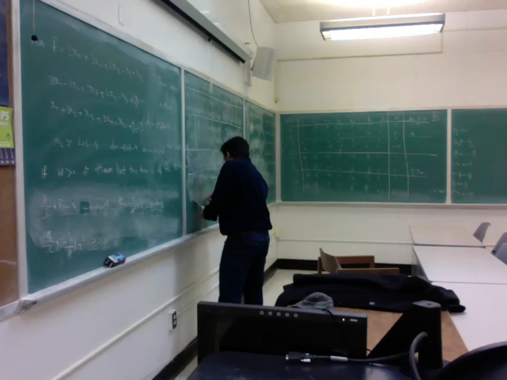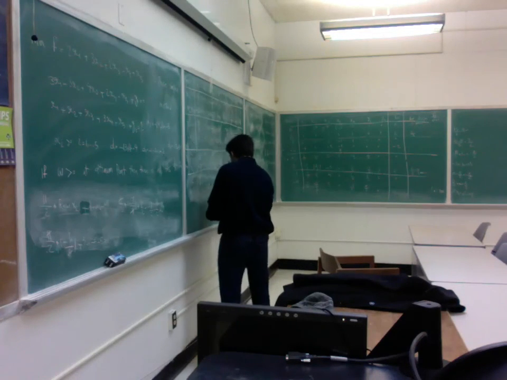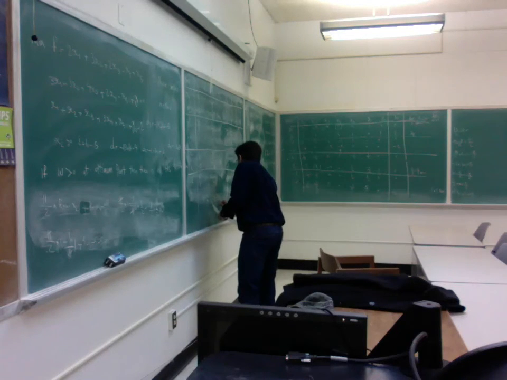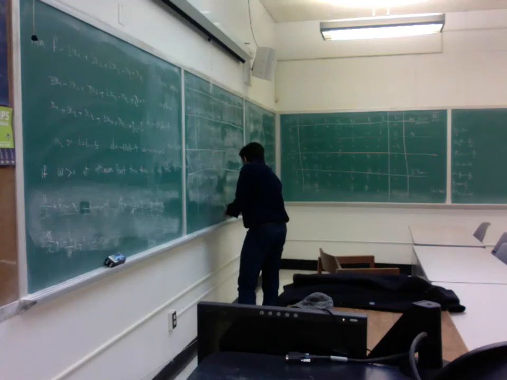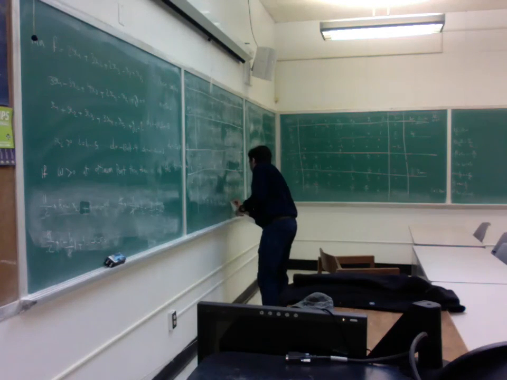x4, the optimal value would be 4/5, x5 would be 2/5, x1, x2, and x3 are 0. The minimum value of objective function is 2/5.